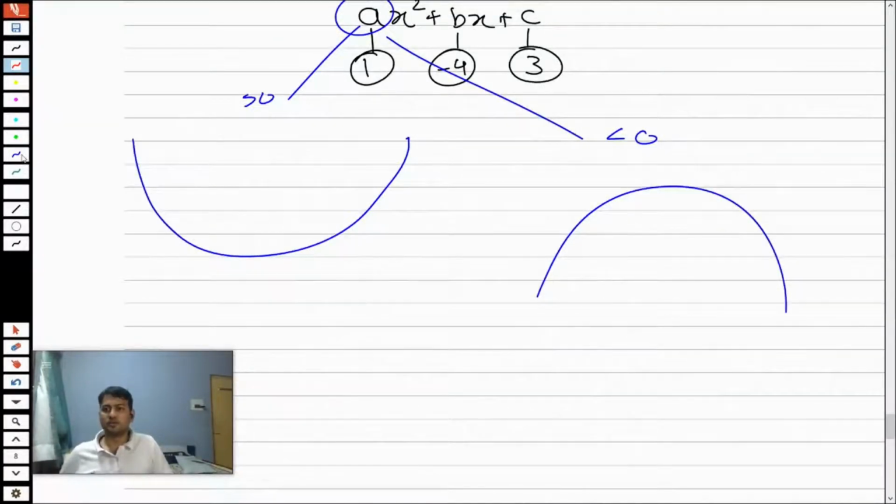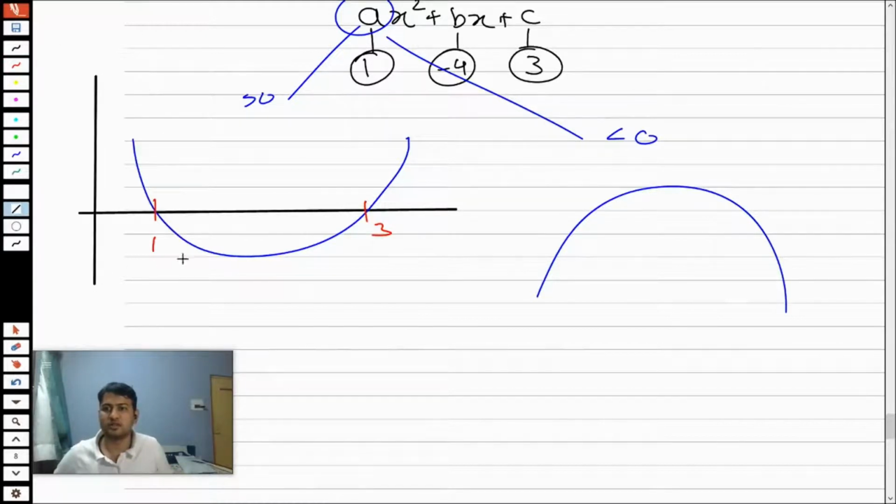So roots are basically the values at which the function becomes 0. So my x-axis should pass like this, and these points need to be 1 and 3. The y-axis would be somewhere here. This is going to be my y-axis. So this is what my quadratic would look like.